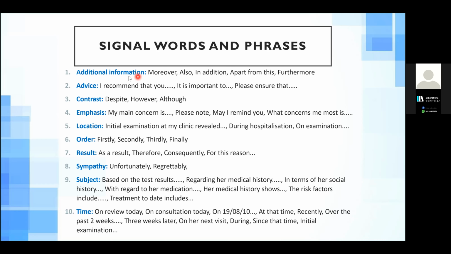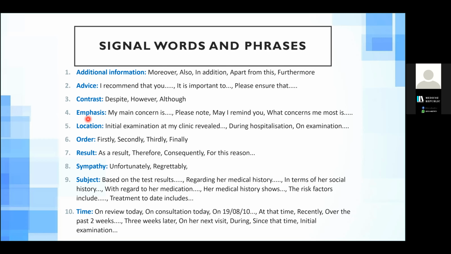When we are advising something, "I recommend that you start him on some medication," or you can use "it is important to note that," or "please ensure that." You can use phrases like this when advising. When you are talking about two contrasting pieces of information, you can use "despite the fact," for example. We are going to take a look at the examples for all of these. Let's just take a quick look at them. You can have another look when we put this up.